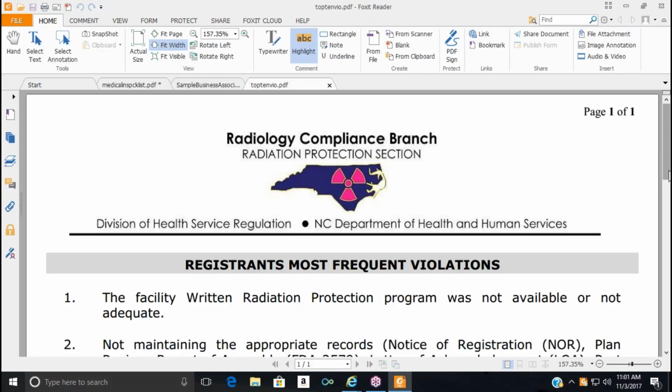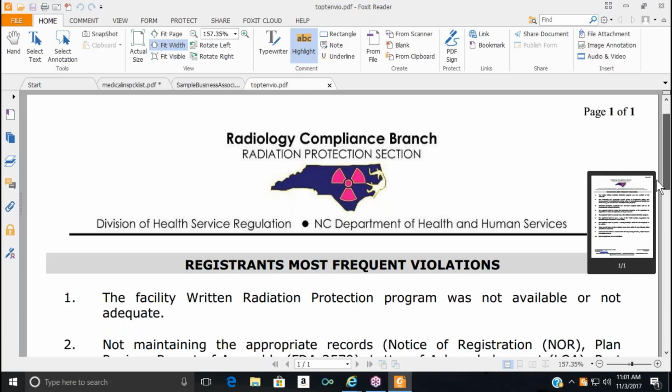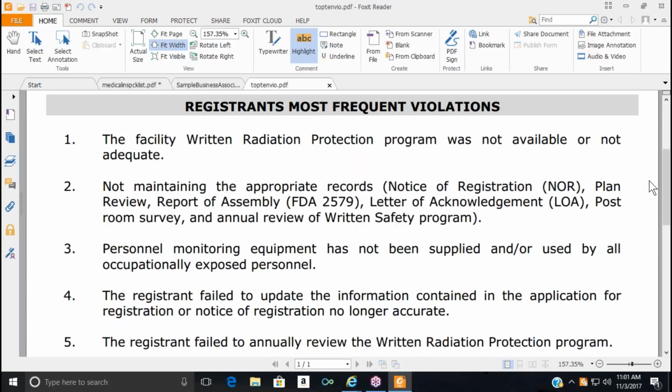Okay, these are our most frequent violations. We won't belabor it, but a lot of it has to do with the fact that your doctor hasn't got records where they need to have records. But the first one was written radiation program was not available. It wasn't put together. That's a big one because it takes an awful lot of time. Personnel equipment in the appropriate situation was not supplied. If you're exempt because you only take one x-ray a month, that's different, but if you're taking x-rays fairly regularly, you are entitled. That's what the statutes say.